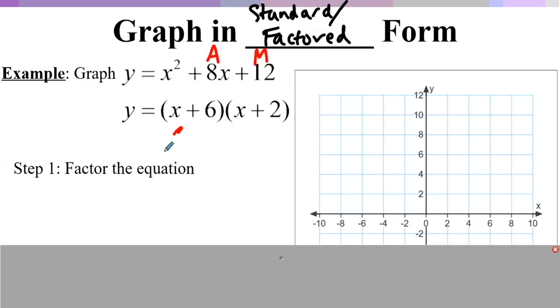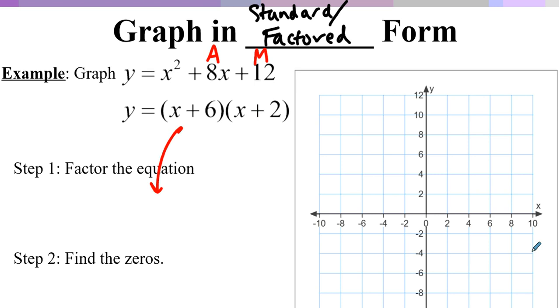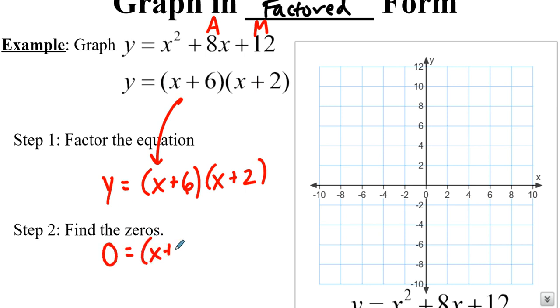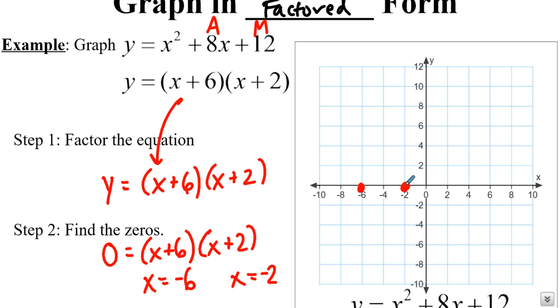Once I have the x-intercepts, step 1 is factor it, which I already did, right there. Now I find the x-intercepts, so factored was x plus 6, x plus 2. The zeros, or the x-intercepts, are going to be when y is equal to 0. And y will be equal to 0 when x equals -6 and -2, so -6 and -2. That's where the x-intercepts are.